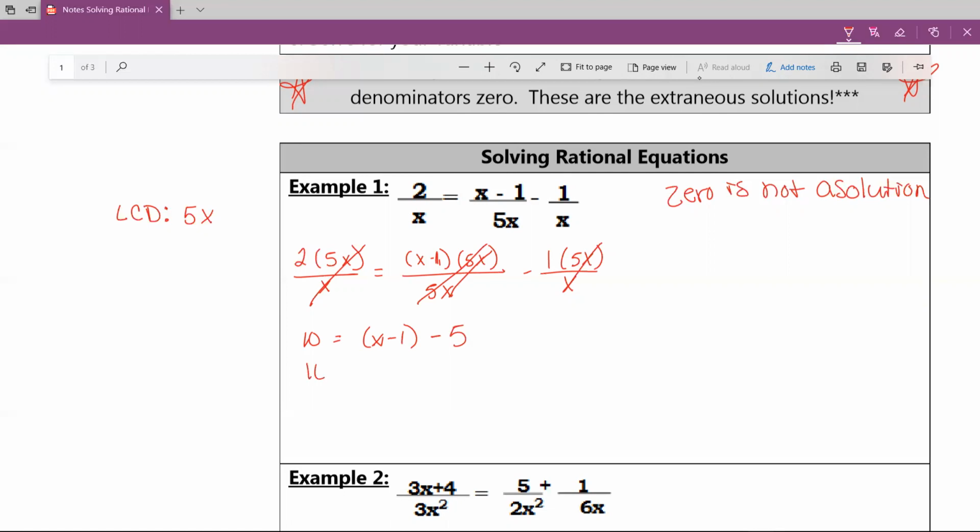And then finish solving for x. 10 is equal to x minus 1 minus 5. I don't need those parentheses. 10 is equal to x minus 6. Add 6 to both sides. X is equal to 16. Double check, is that in my list of things that cannot be a solution? No, so I know 16 is my answer.